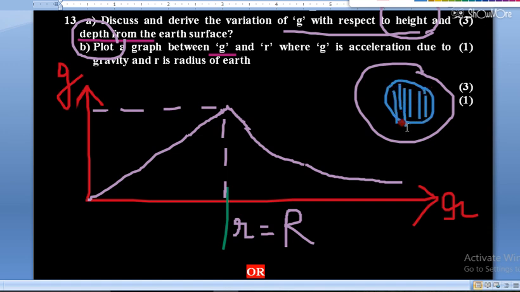So inside the earth g is directly proportional to r, and after that g is inversely proportional to r when we go above the earth surface, or when we move away from the Earth's surface. So this will be an exponential decrease with respect to distance. This will be the graph for g versus r. We have already discussed this graph during the classes also. If any doubt is there, then you can ask.